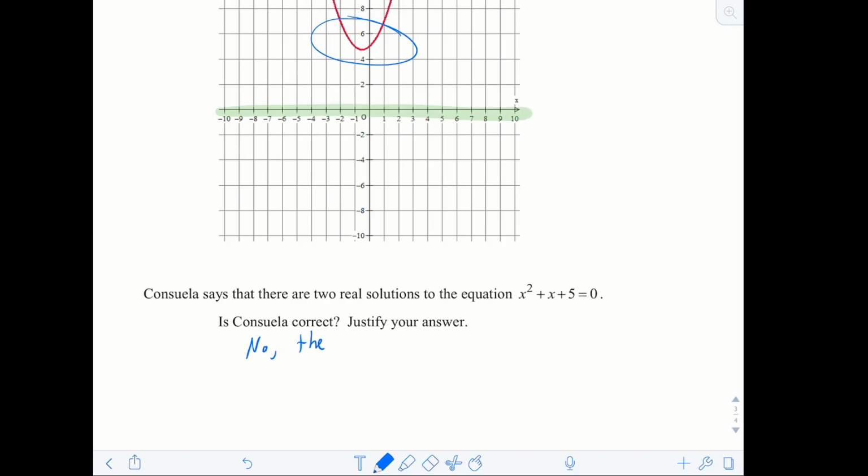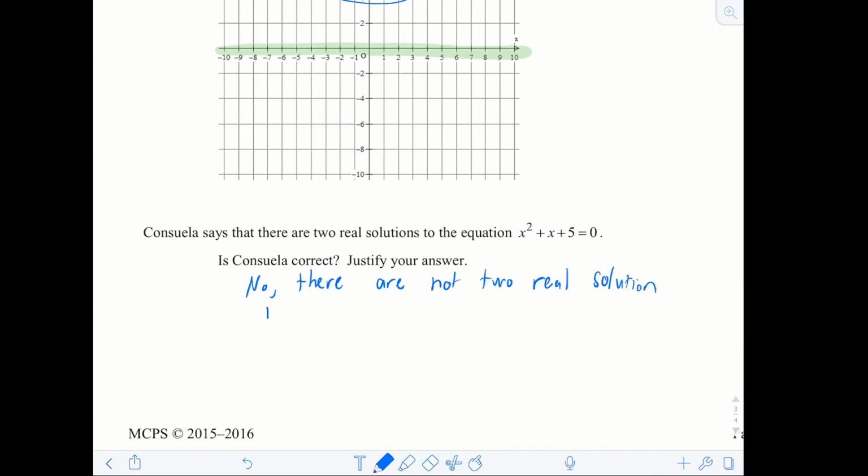No, there are not two real solutions because the quadratic does not hit the x-axis.